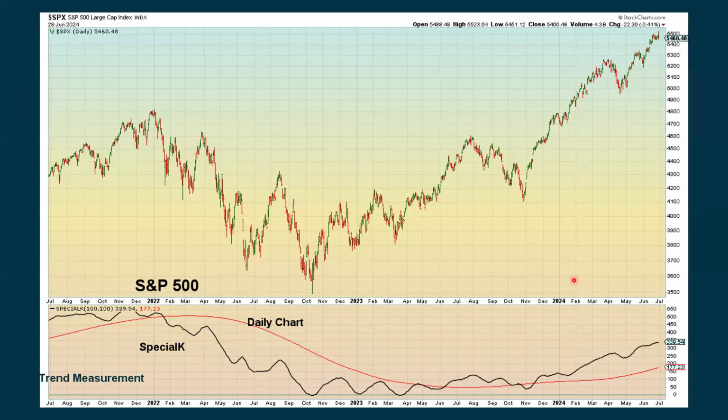And we look at a special K chart. This is a long-term oscillator based on a daily chart. We're above the red line, and that is long-term positive.